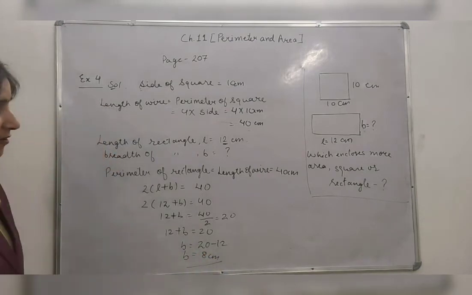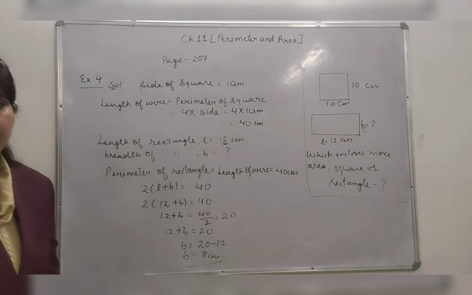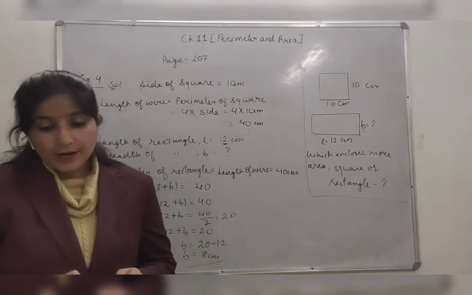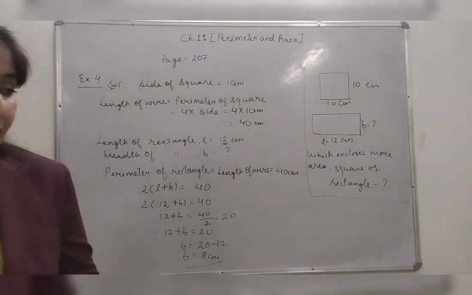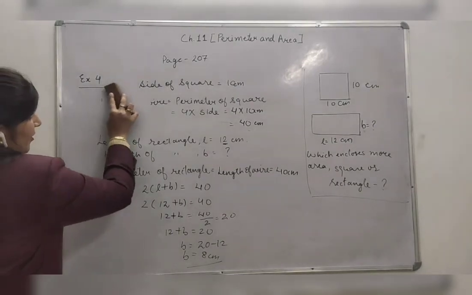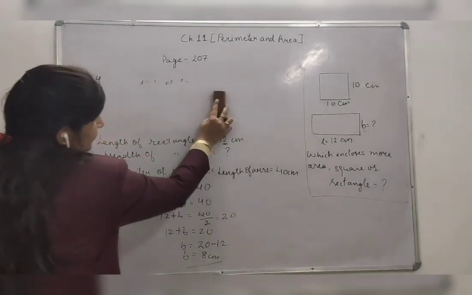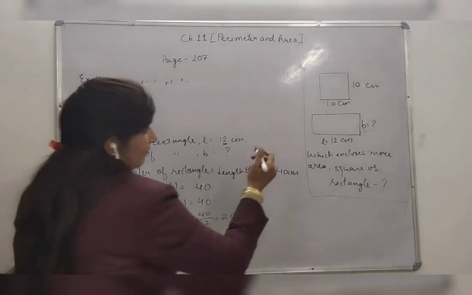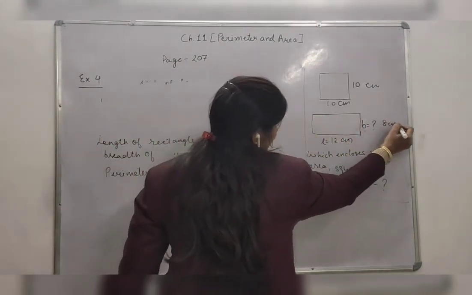So you can see we have found out the b that we require. The first part is done. Now we have to compare the area as well. So let us find out the area. For this I am erasing. Now I am just writing what we found out. This is 8 centimeter after finding out.